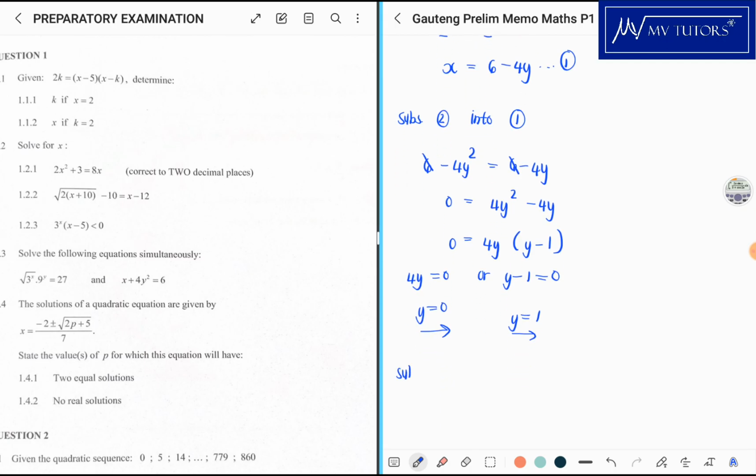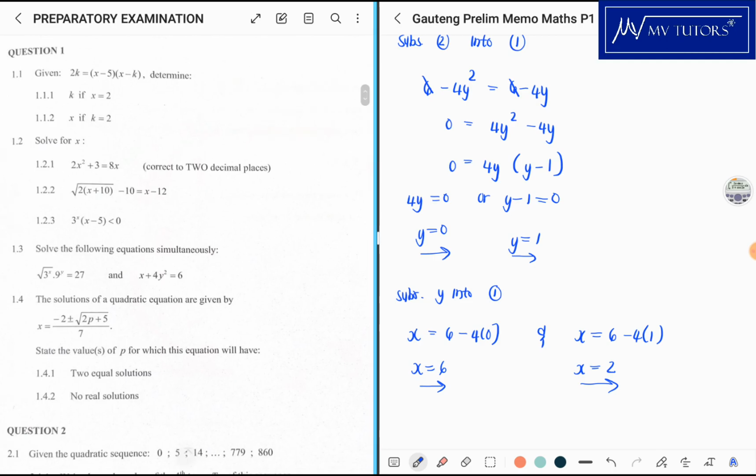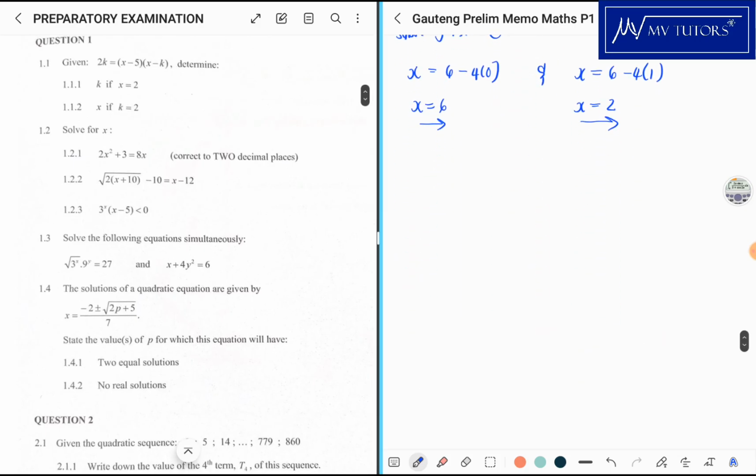And then you can substitute these values in any equation. So I'm going to substitute the y values into my first equation. So x is equal to 6 minus 4 times 0. So where y is 0, x is equal to 6. And where y is equal to 1, x is going to be equal to 2. So those are my solutions for the x and y. All right, so we're done with 1.3. Now let us go to the last question, 1.4.